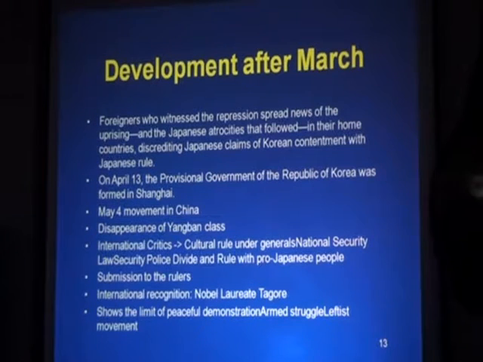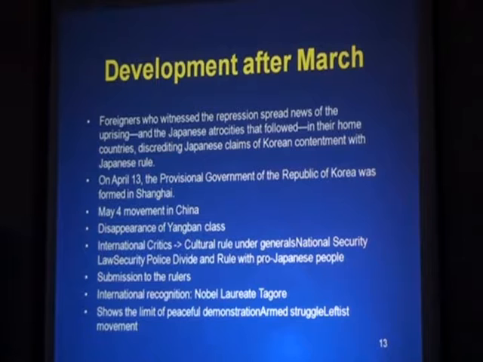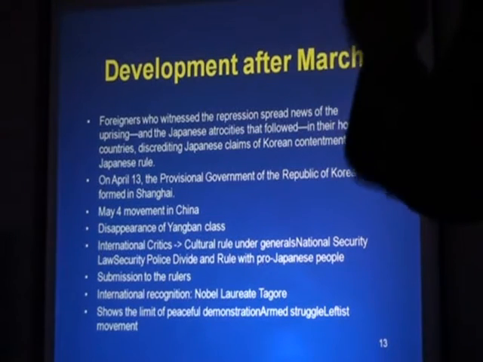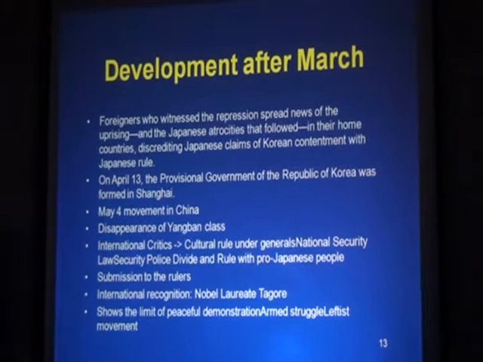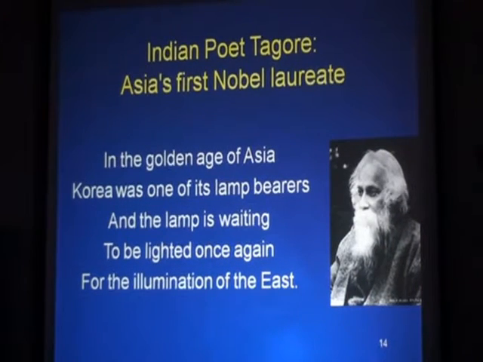Quite a lot of people became submissive to the colonial rule, but still the relatively high level of peaceful demonstration touched the hearts of other people. For example, the Nobel laureate at the time, Tagore, wrote a poem about Korea. This is the poem, even though I'm not sure whether exactly the verse is correct or not. He predicted that Korea will become a leading light of Asia.